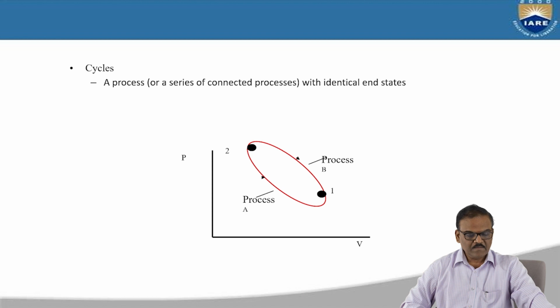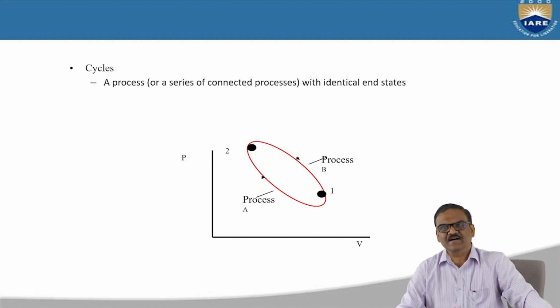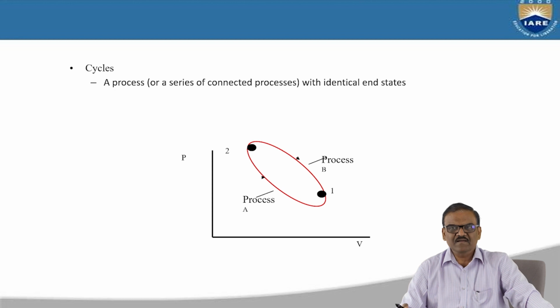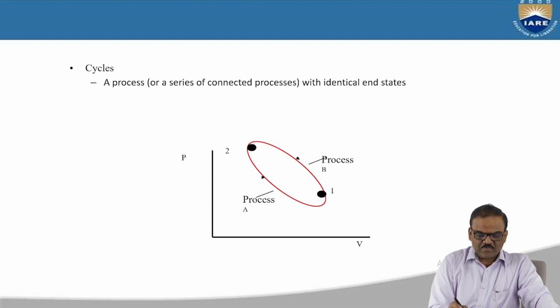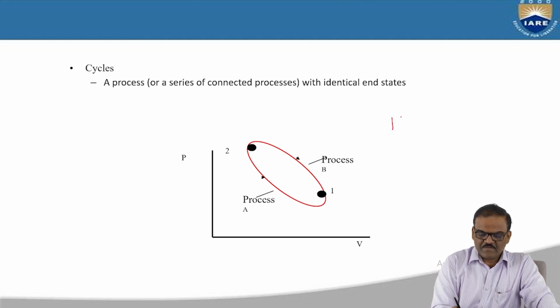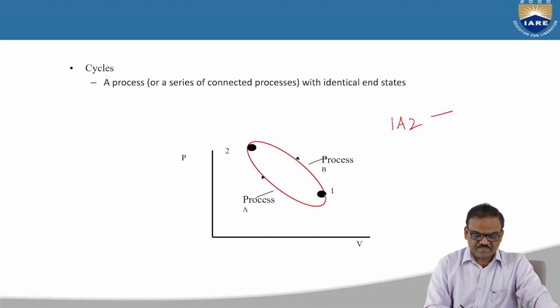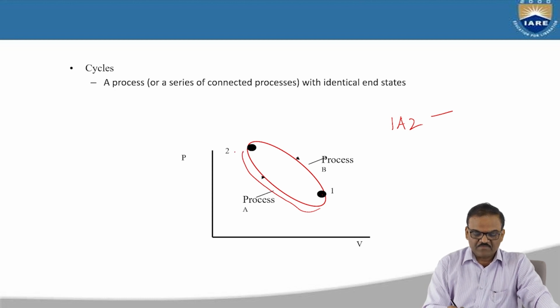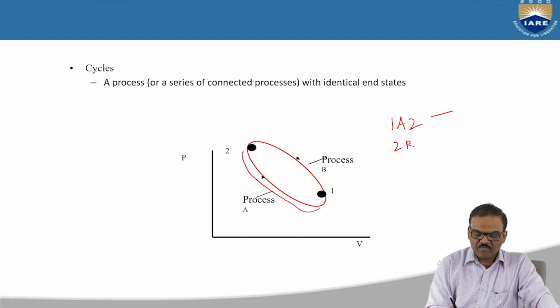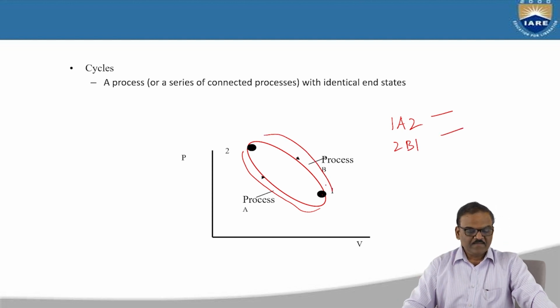Then what is the difference between a path and a cycle? Here we have got two processes: 1A2, one process where the system goes from here to here, and then one more process, 2B1, where it moves from here to here. A process is a series of connected processes with identical end states.